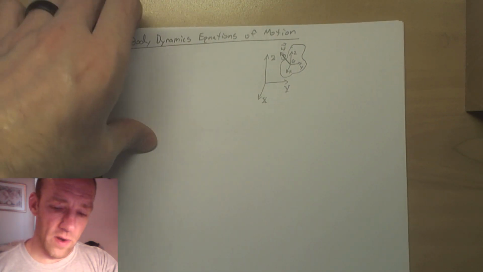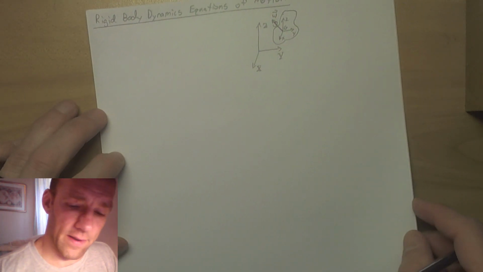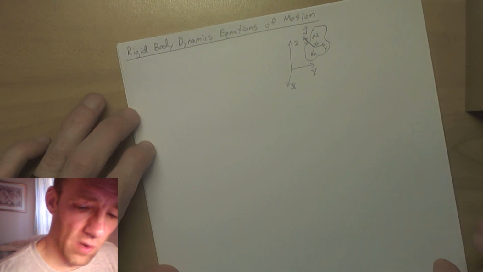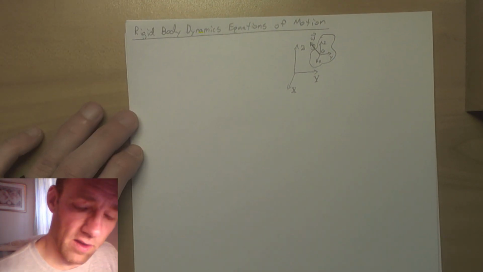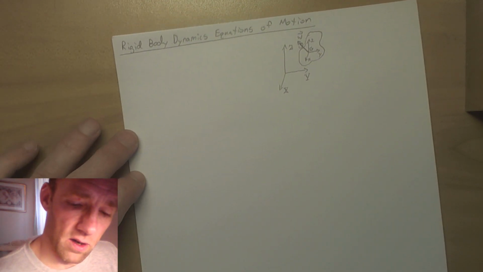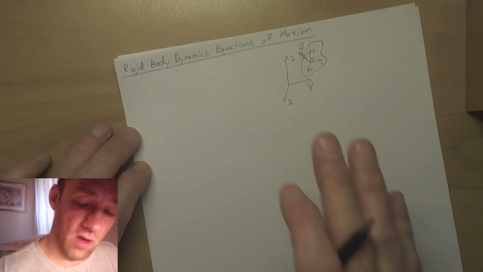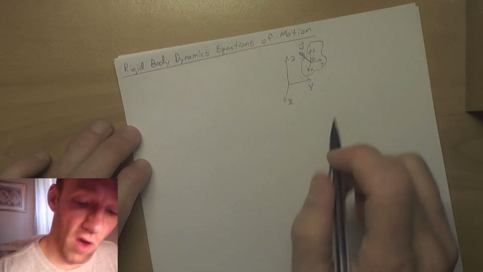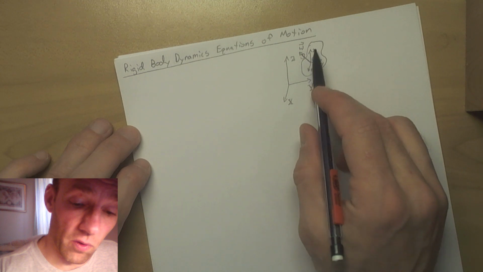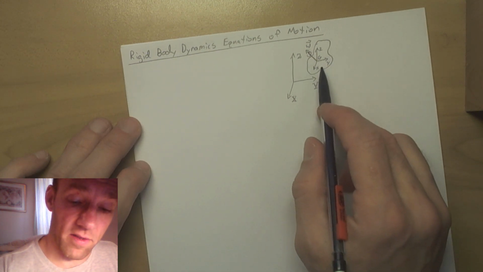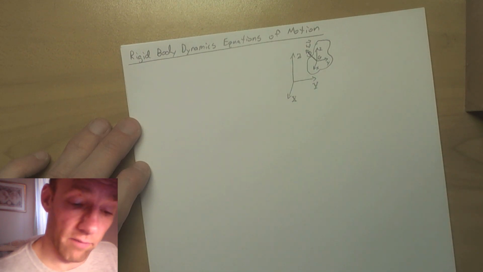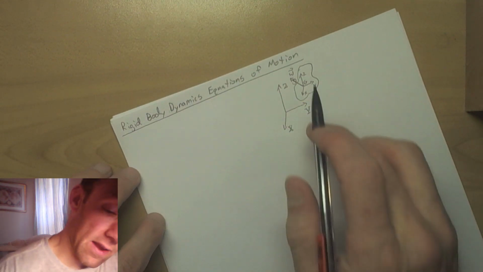Alright, so we've been going over all this, the kinematics of 3D motion. We've been dealing with the rotations and stuff, and the whole point of those discussions was to get to this point where we can describe in general the 3D dynamics of a rigid body.